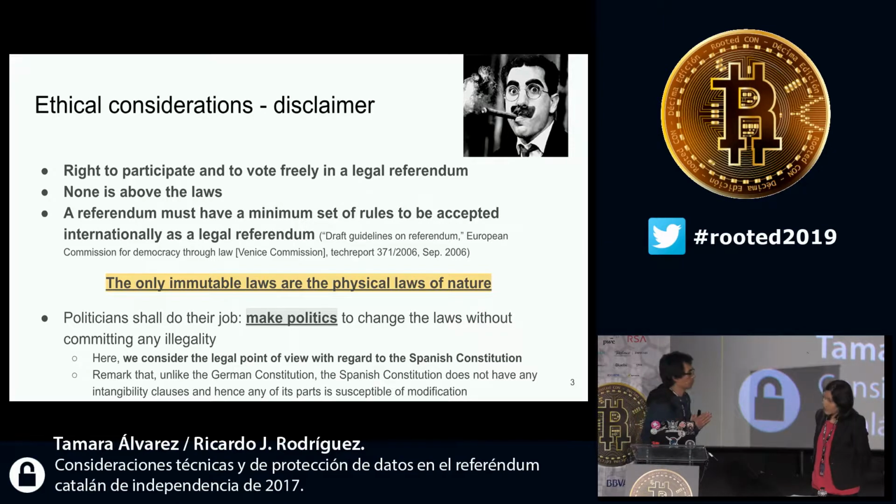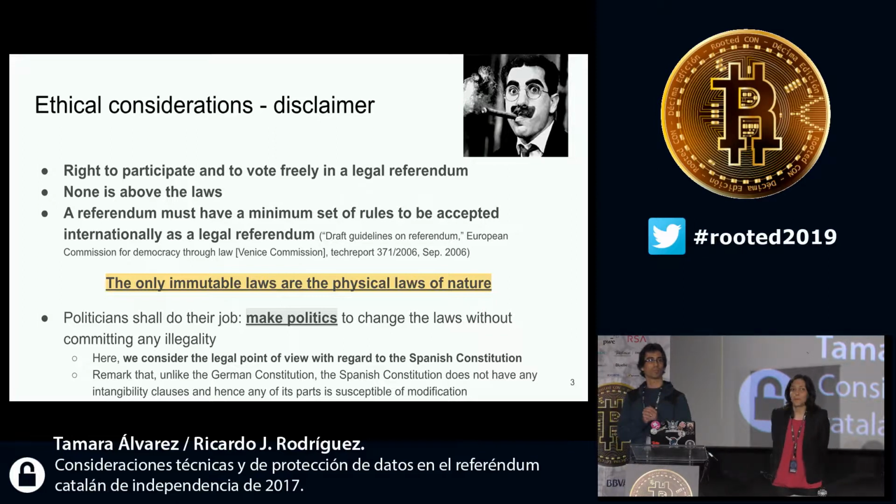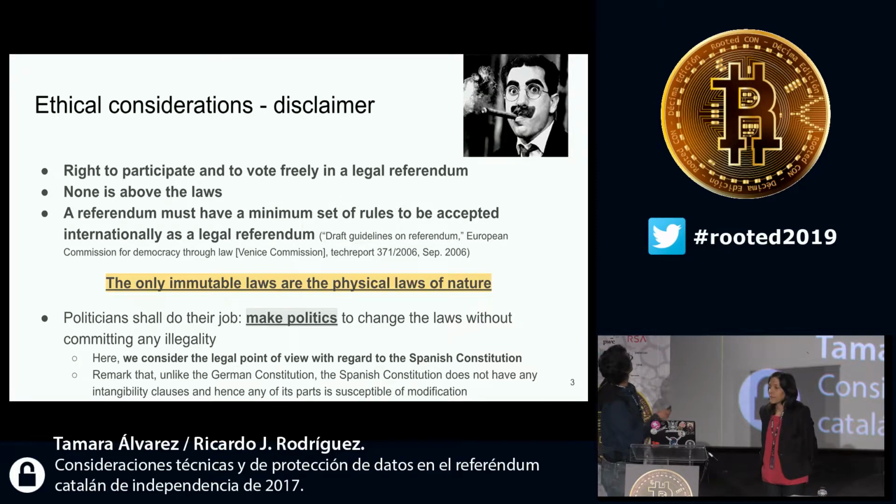And last, I'd like to highlight with Tamara that our constitution, unlike the German constitution, for example, may be changed. In fact, you know about that, because a few years ago there was a change. And there are constitutions such as the German one that have intangible clauses. That means that those constitutions are that way forever, pretty much. However, that doesn't happen in the Spanish Constitution.